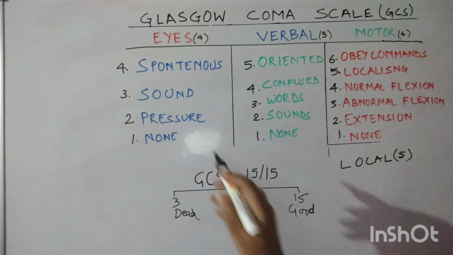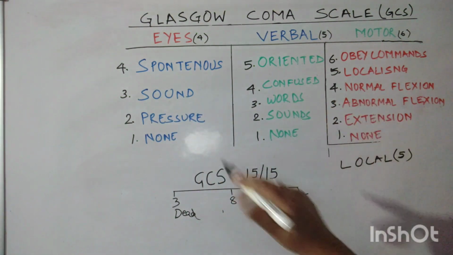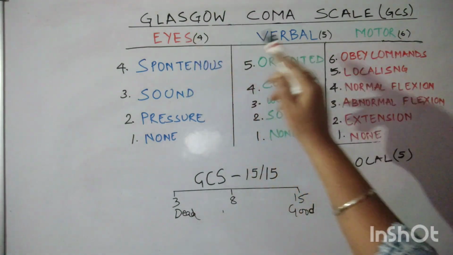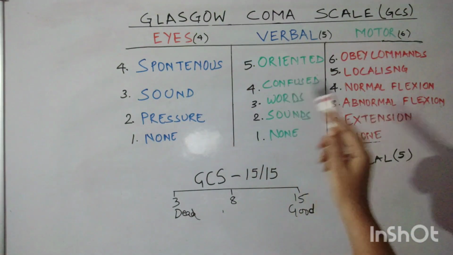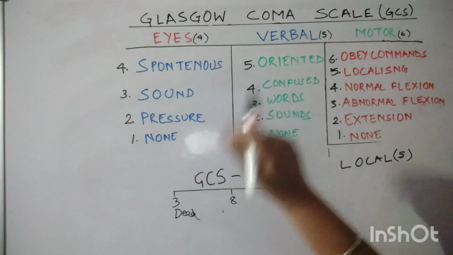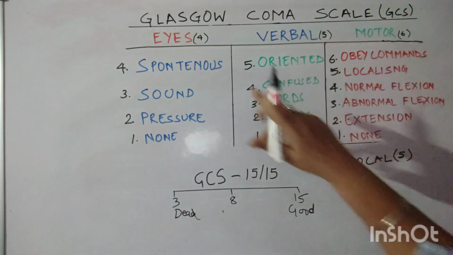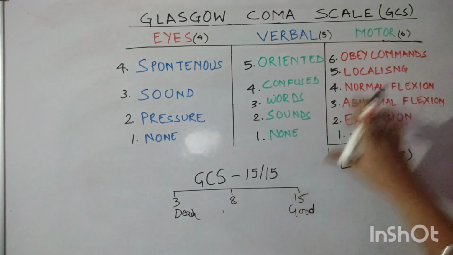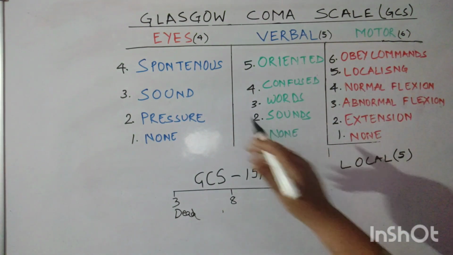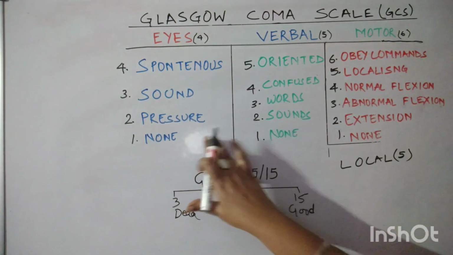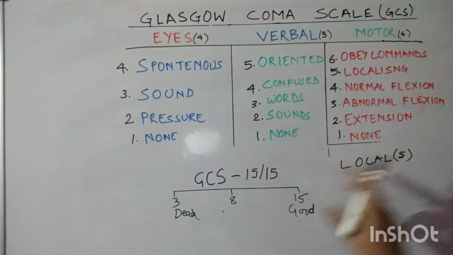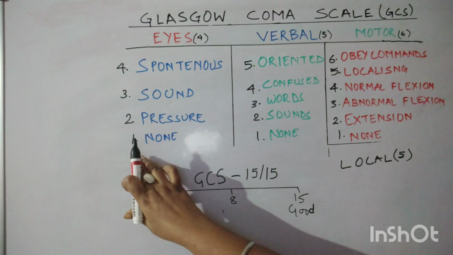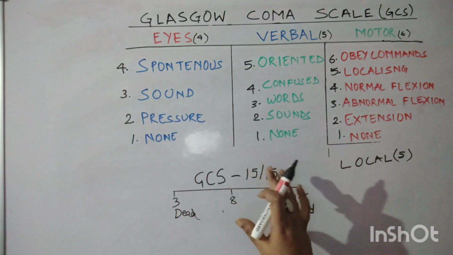these components are used. Three components are used: eyes, verbal and motor. The Glasgow Coma Scale is also called EVM. E for eyes, V for verbal, M for motor. In eyes we have 4 points, in verbal we have 5 points, and in motor we have 6 points. So it is in ascending order, 4, 5 and 6, and all the scores are given as 1, 2, 3, 4. No zero is given here.